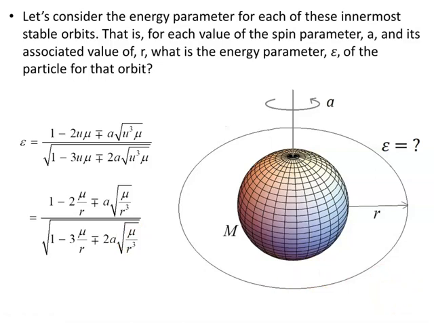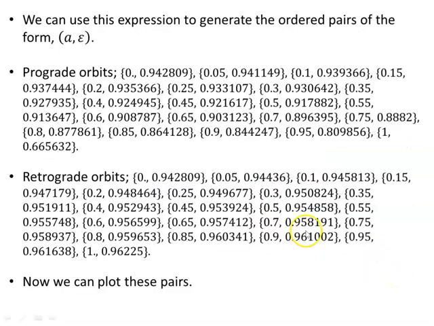So what's the energy parameter for these innermost stable orbits? Now here, R will represent the innermost stable circular orbits that we've been talking about in the previous slides. But what value of epsilon do we need for that? All right, so we can use this expression to generate the ordered pairs of the form (a, epsilon). So we choose a. Again, we'll use 0, 0.05, 0.1, 0.15, 0.2, 0.25, and so on up to 1.